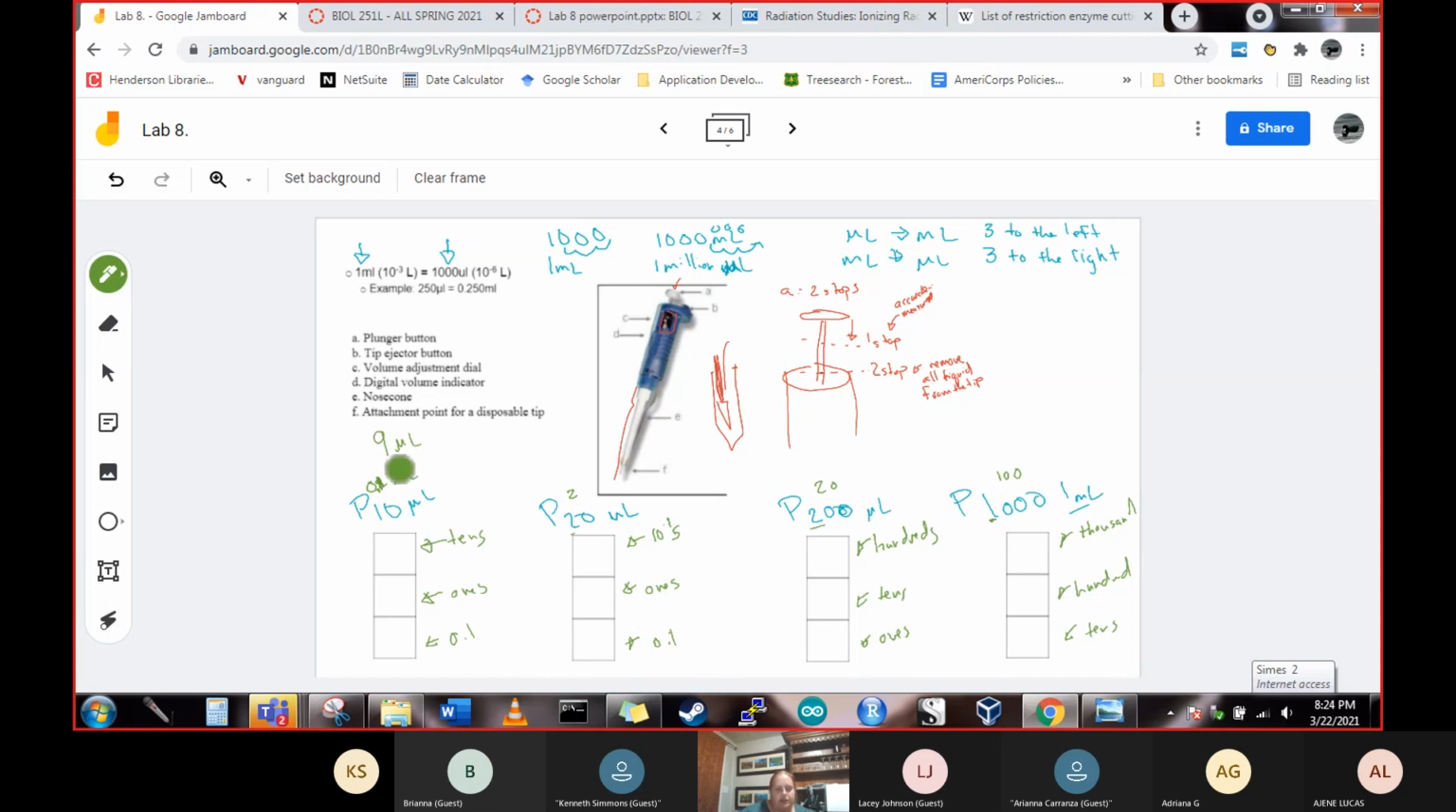So let's say we wanted to measure 9 microliters. How would that look on here? 9 microliters doesn't have any tens, so this would be a 0. How many ones does it have? It has 9 of them. And how many 0.1s? It has 0. So on a volume adjustment dial, you would change it to 090 for 9 microliters on a P10.